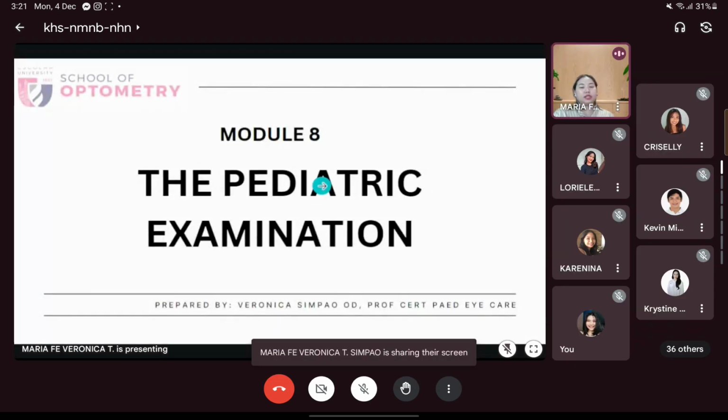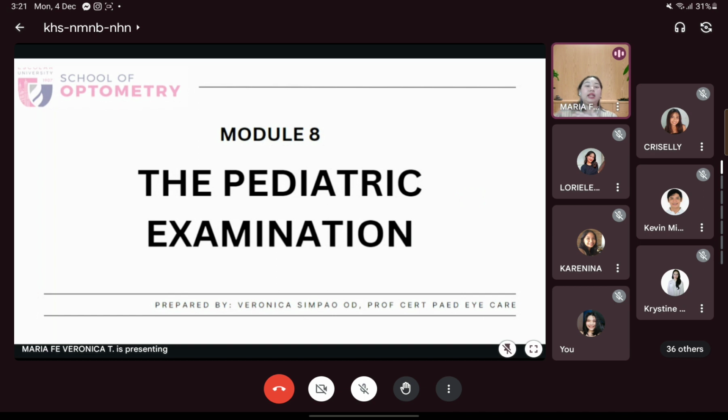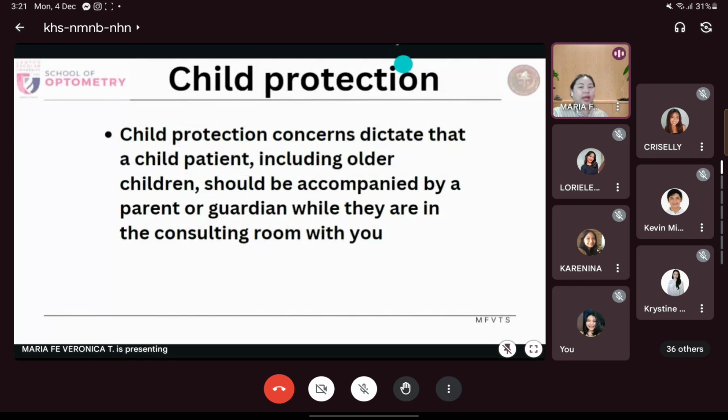So Module 8 is about the pediatric examination. This is just a brief overview kasi yung elements ng pediatric examination will be discussed in detail sa clinical pedia. So dito, introduction lang muna tayo. When handling pediatric patients, always remember the child protection protocol. So a child protection dictates na yung patient mo should always be accompanied by a parent or a guardian while they are in the consulting room with you.